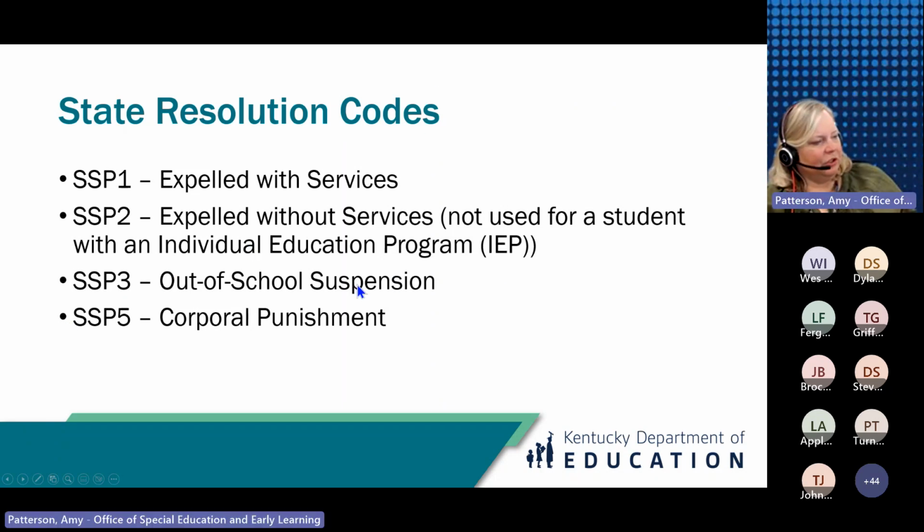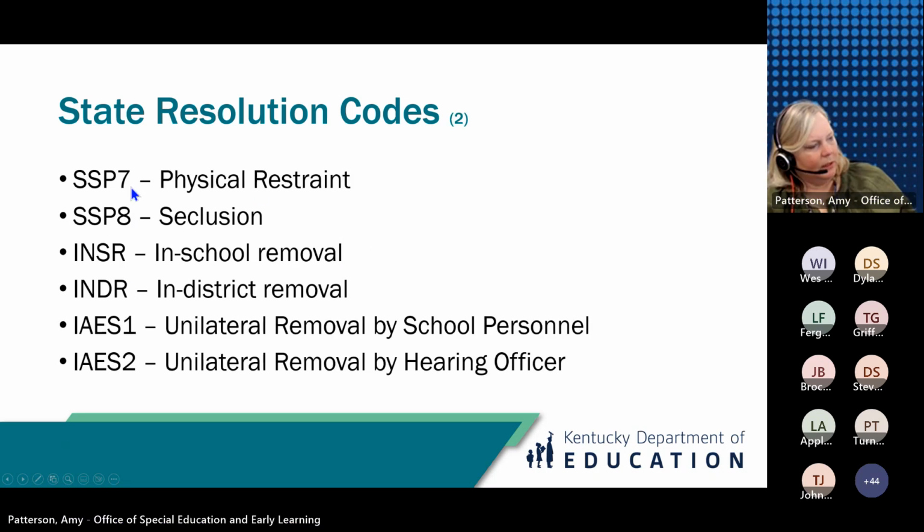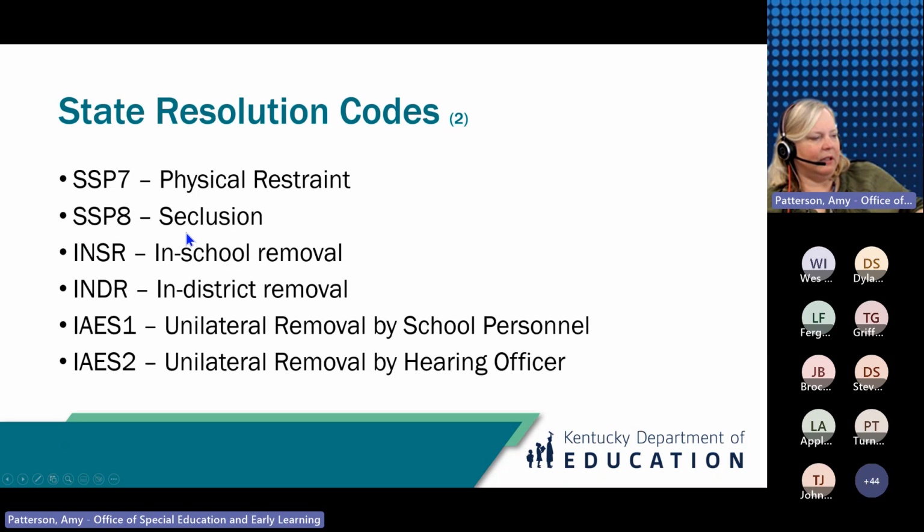SSP3 is out of school suspension. SSP5 is corporal punishment. SSP7 is physical restraint. SSP8 is seclusion. Now these two, physical restraint and seclusion, are not included as a removal, which is mainly what I look at. So the data that I look at for IDEA is very different from the data that the Safe Schools people look at.